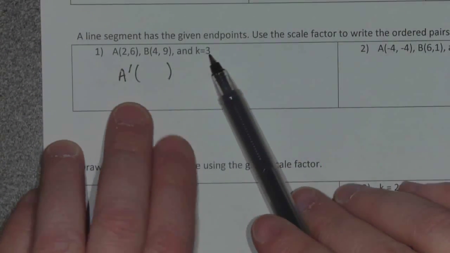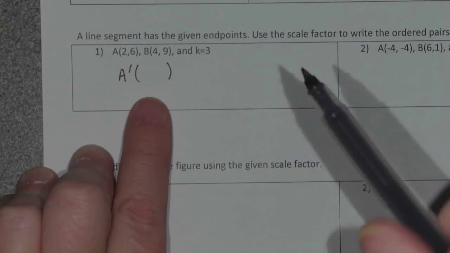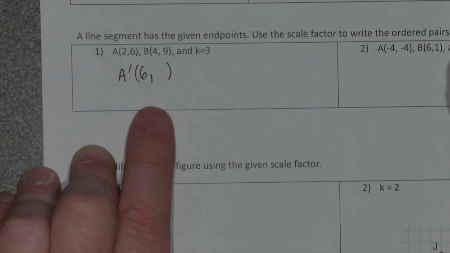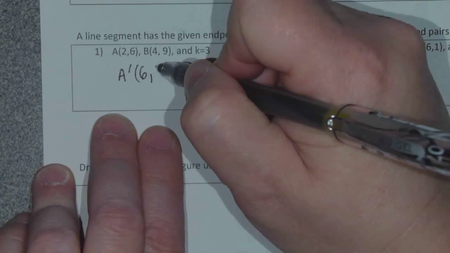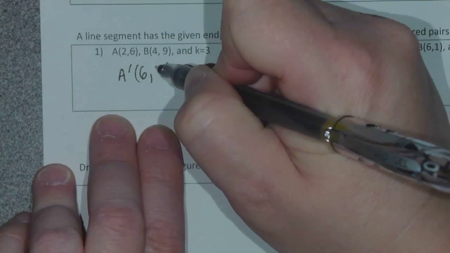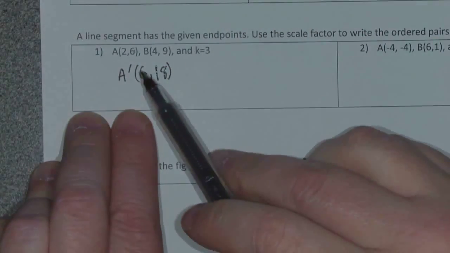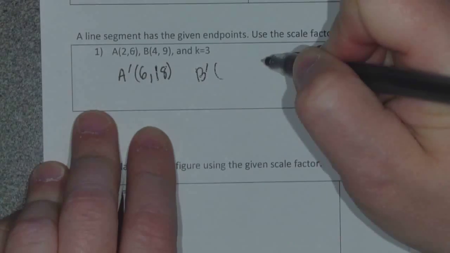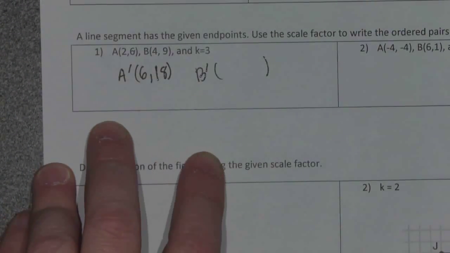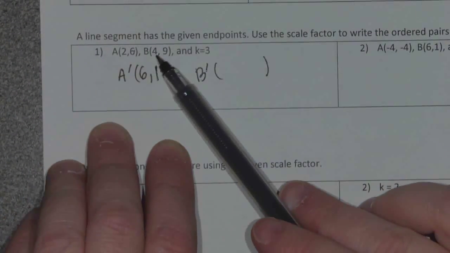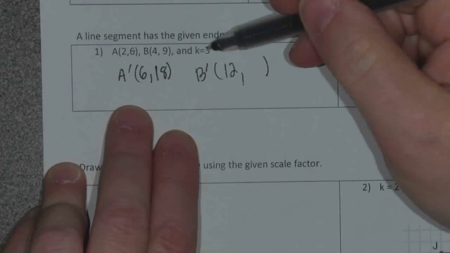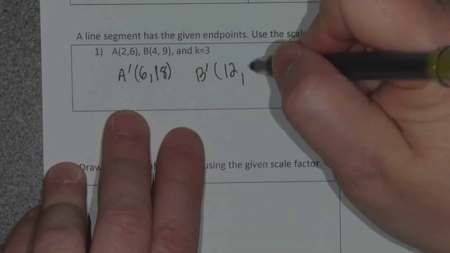2 times 3, which would be 6. And then 6 times 3, which would be 18. So A prime is 6 and 18. B prime would be timesing my B by its scale factor, which is 3. So 4 times 3 is 12, and then 9 times 3 is 27.